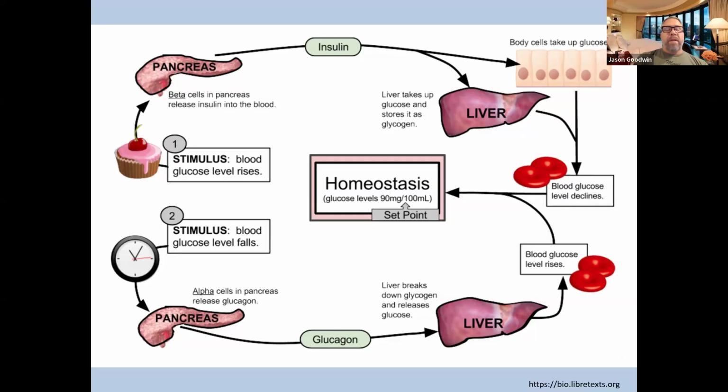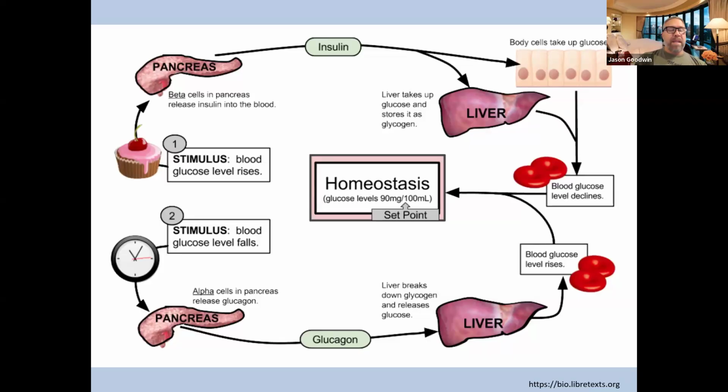Then it goes to when the blood glucose level rises. Excuse me. That's one level. The second stimulus is blood glucose level falls, right? So when the blood glucose level falls, the alpha cells in the pancreas release glucagon. And so this glucagon goes to the liver. It breaks down glycogen and releases glucose.